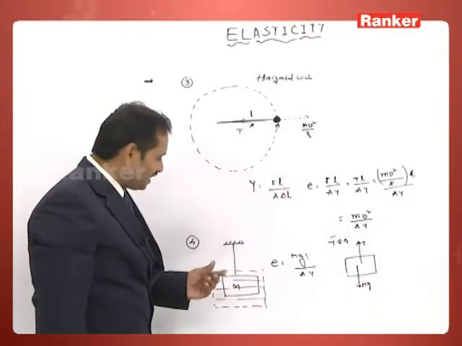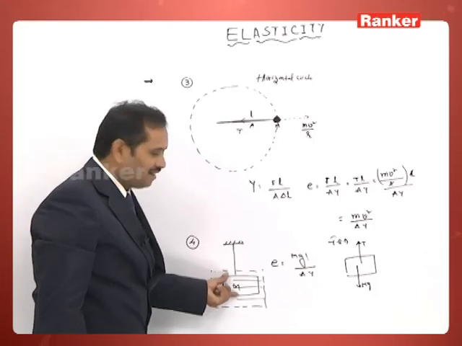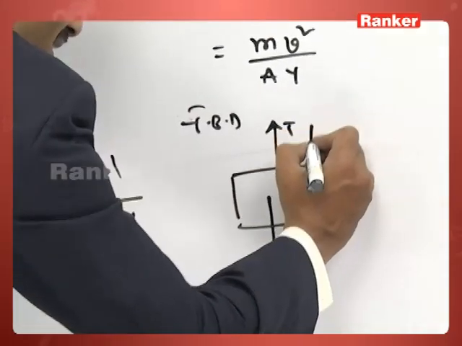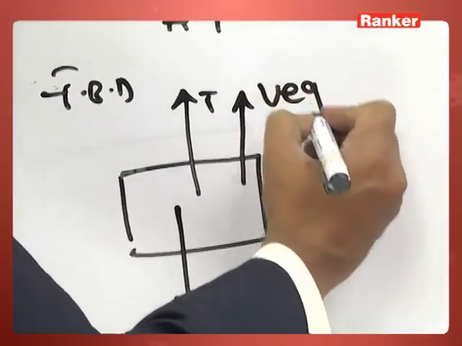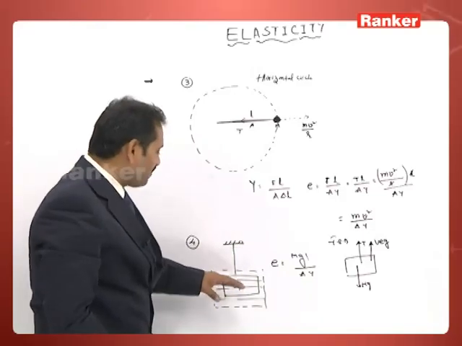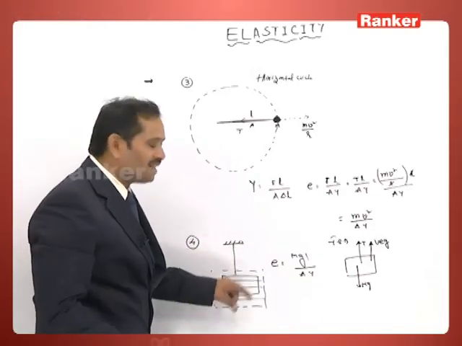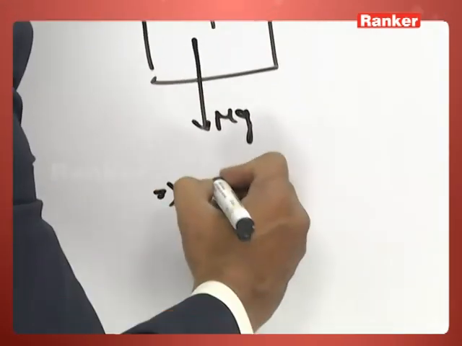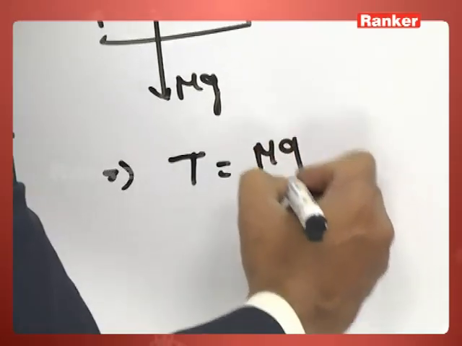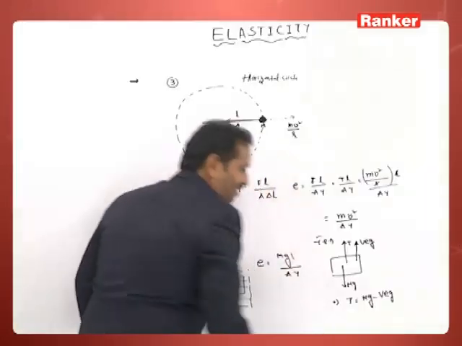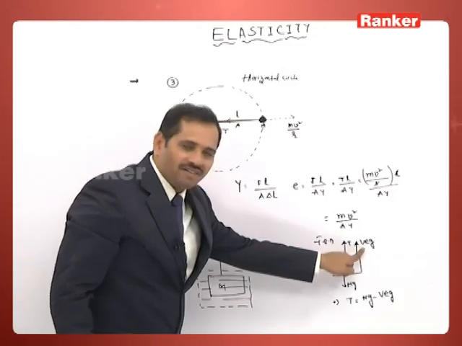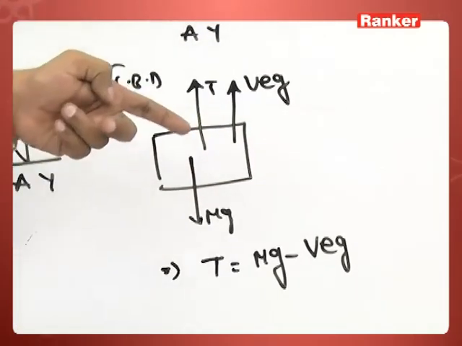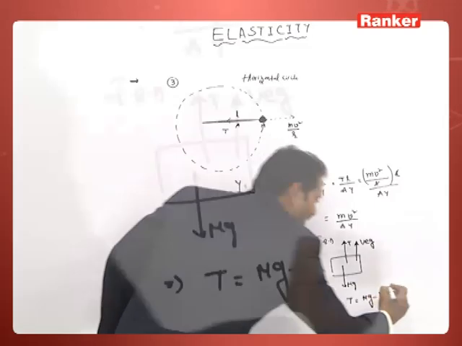You know very well that it is immersed in liquid, so it is subjected to a buoyancy force. What is that buoyancy? V rho g is the buoyancy. Take care please. Here V is the volume of the immersed portion, that is completely immersed. T plus V rho g equal to mg. So T equal to mg minus V rho g.